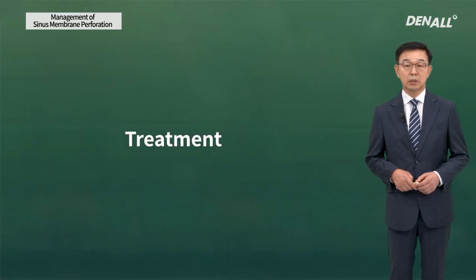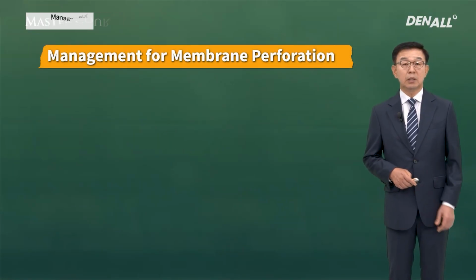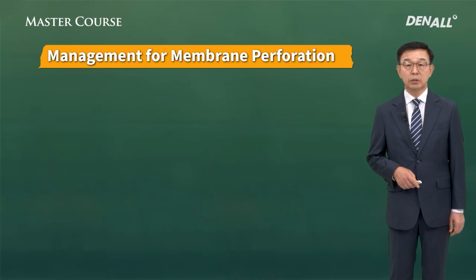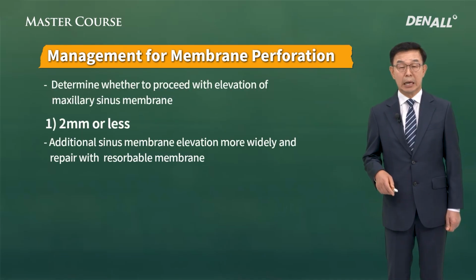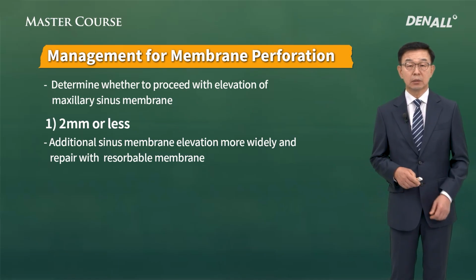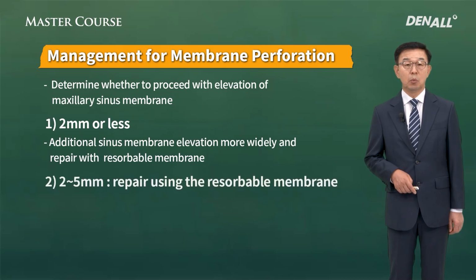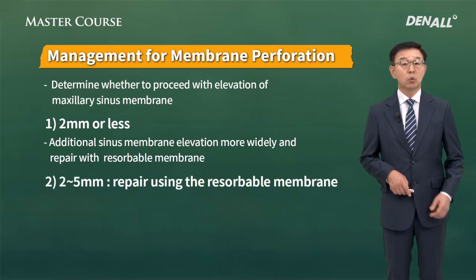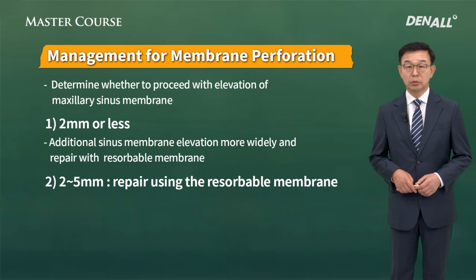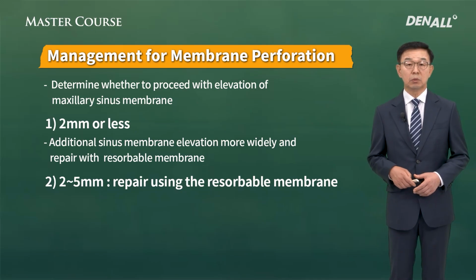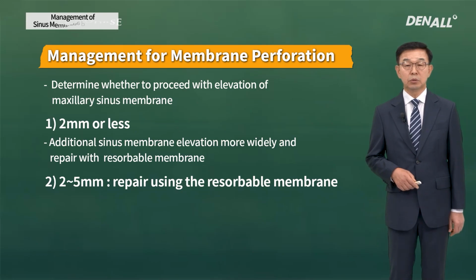Let's look at ways to address it. If there's perforation in sinus membrane, depending on the level of tearing, treatment method can vary. If the size of the tear is in between 2 and 5 millimeter, during surgery you can use a resorbable membrane to repair it very simply and proceed with surgery.